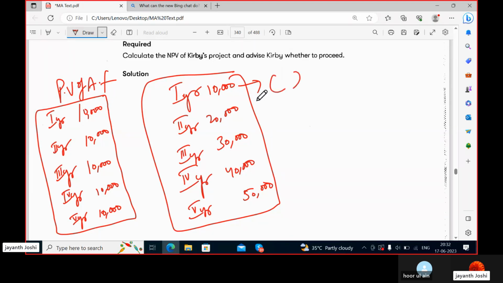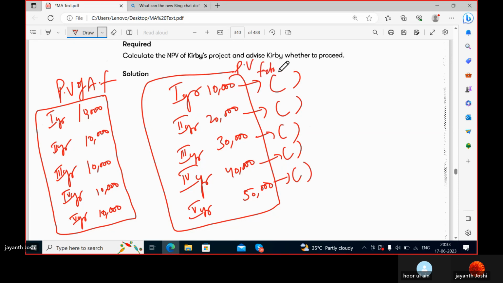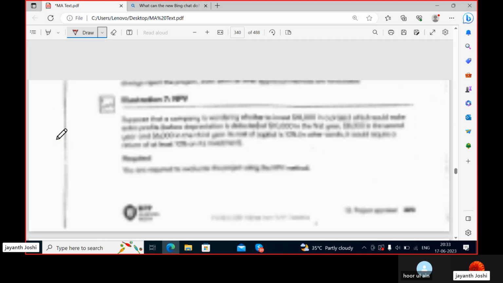Here you have to discount them individually every year. You have to take the discount factor for the first year, for the second year, for the third year, for the fourth year, for the fifth year. Okay, so here you have to use the present value factors, not annuity, present value factors. This is the only difference you should understand. Only in this case you can use the annuity. Okay, let's move forward.